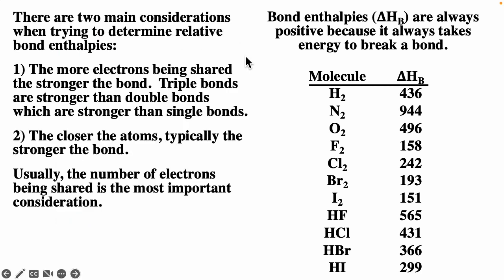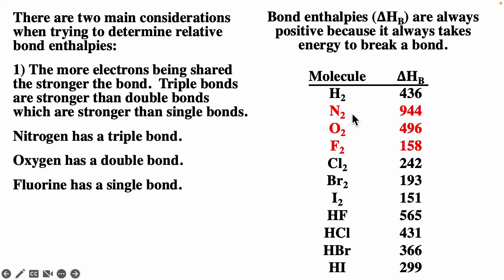Now, there are two main considerations determining the relative strength of the bond, and hence the bond enthalpy and the bond energy. The most important consideration is the number of electrons being shared. The more electrons being shared, the stronger the bond and the shorter the bond, and hence the higher the bond enthalpy and the higher the bond energy. Nitrogen has a triple bond, O2 has a double bond, and F2 has a single bond. So N2 is going to be the stronger bond.